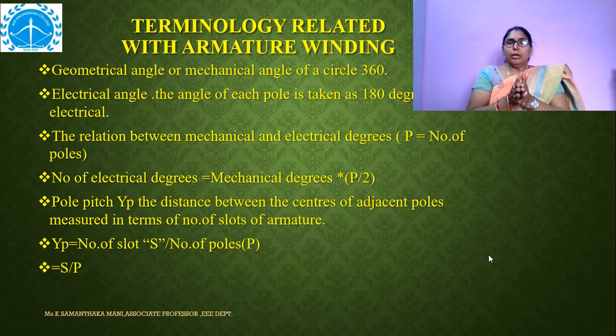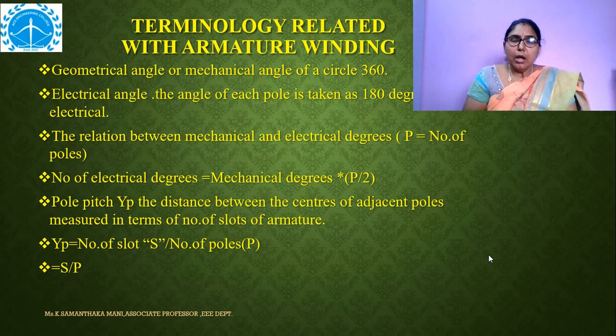Now, till now we have seen the construction of the DC generator, the different parts existing in the DC generator, the function of each and every part concerned with the stationary as well as the rotary parts, and the materials that are used for the construction of these parts. Now, we must know the technology connected with the armature winding so that we are able to design the armature winding. So I would like to introduce this technology.